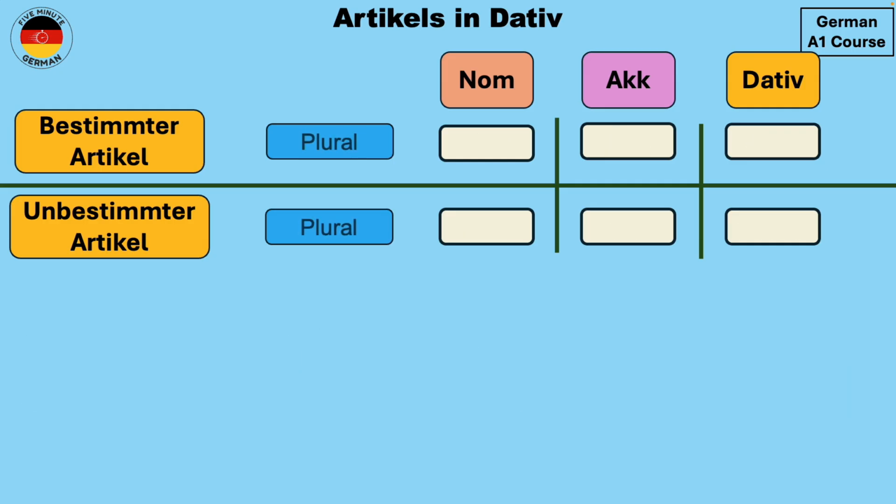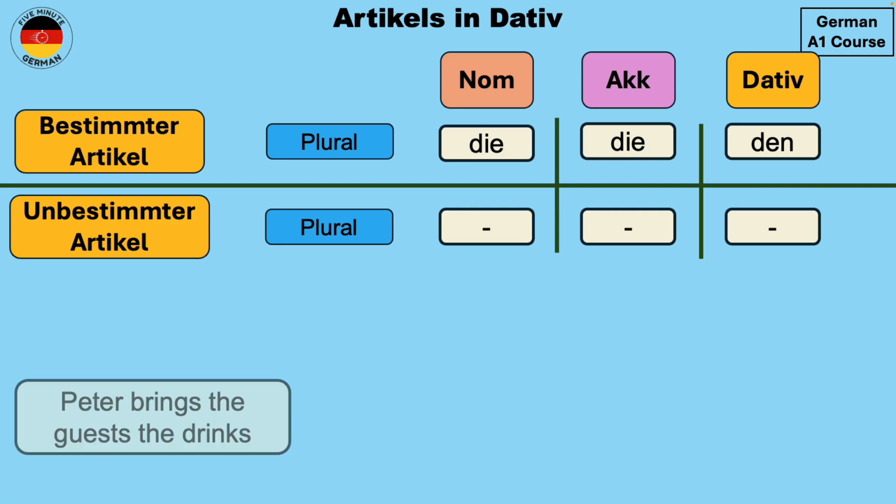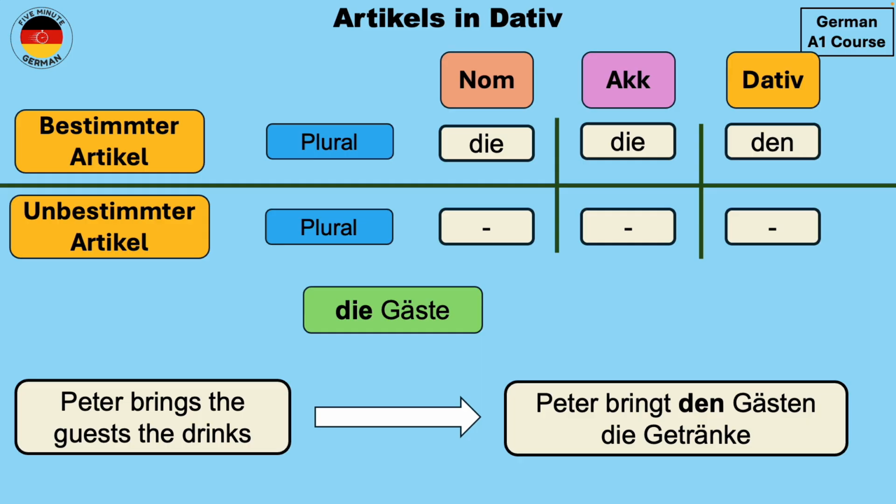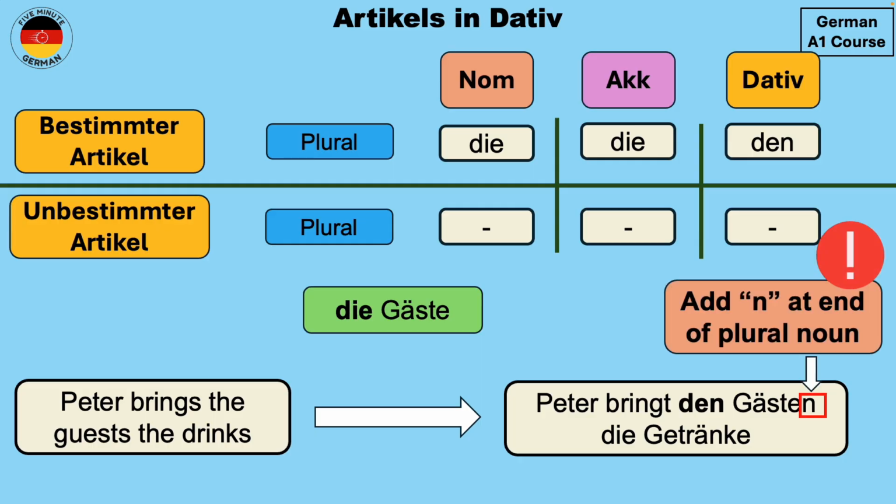Let's take a case with the plural. So an example will be Peter brings the guests the drinks, and guests are die Gäste in German. So this will become Peter bringt den Gästen die Getränke. So we use the article den over here. But there's one change over here which you might have noticed, and that is that we have used an extra n at the end of Gäste. So whenever you use the plural in dative, then you must add n at the end of the plural noun.